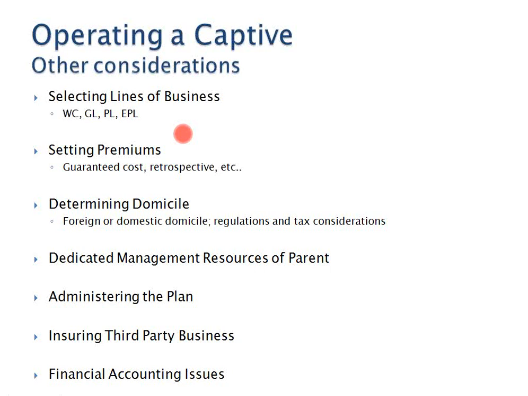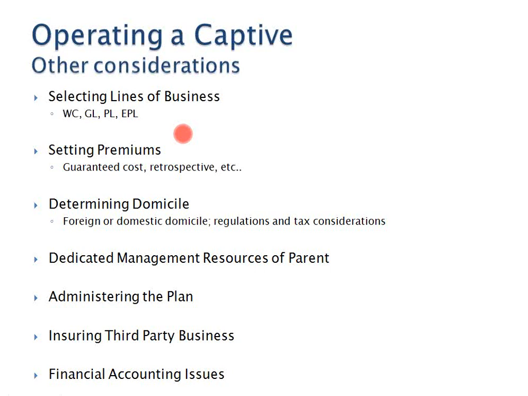The other issues that you need to consider are dedicated management resources of the parent. In order to operate the captive, typically you're going to have people administer the claims. You're going to have other people doing the financial accounting. You're essentially setting up another company. And so a lot of times the resources of the parent company will be used to help do that. And so the understanding has to be that there's going to be a cost associated with that. Obviously, there's consideration for administering the plan, potentially insuring third-party business might be part of that.